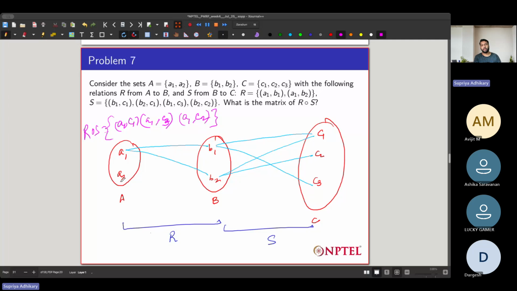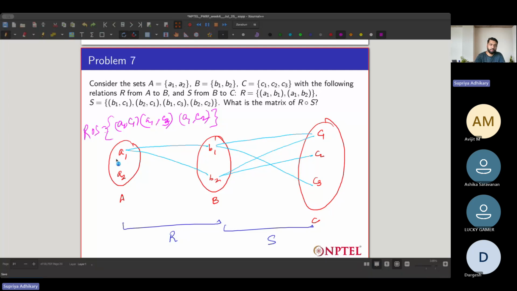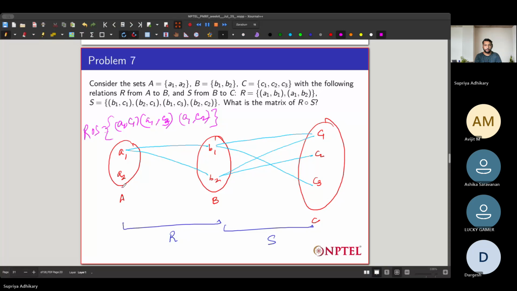Now A2 is not related to any of these elements because A2 is not related to any element in B. So it is not possible that A2 is related to any element in C. Okay. So we have the composition like this.